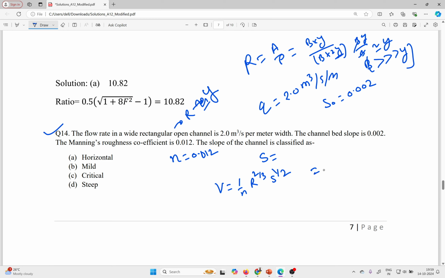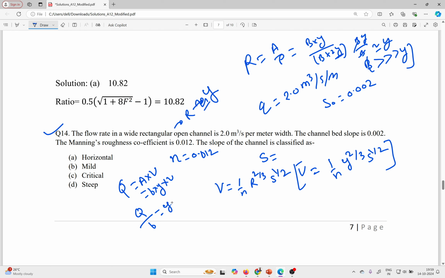So now we can modify the formula: V = (1/n) y^(2/3) S^(1/2). We need to calculate what here? S. So how will we calculate the velocity? The discharge is equal to area into velocity, so this is B into y into velocity. So Q divided by B is equal to y into velocity, and this is known as q. And y, what is the value of y here?